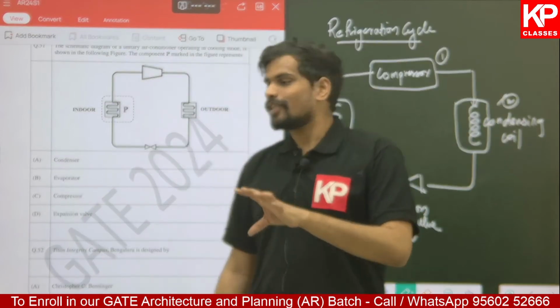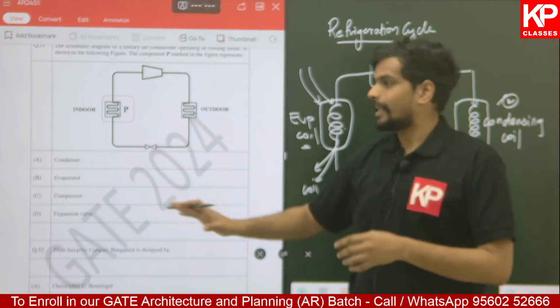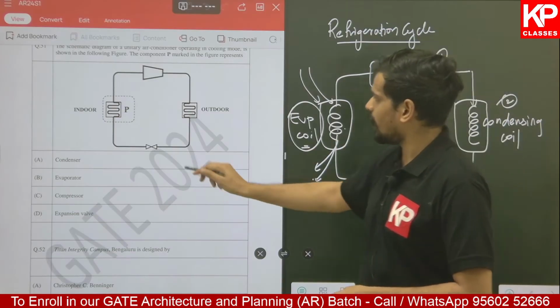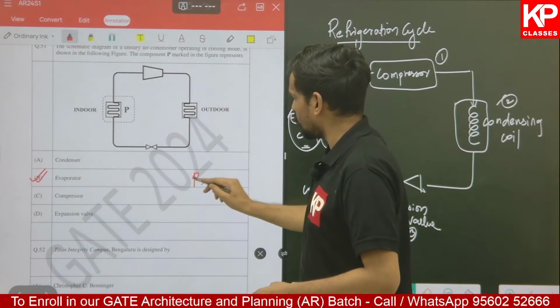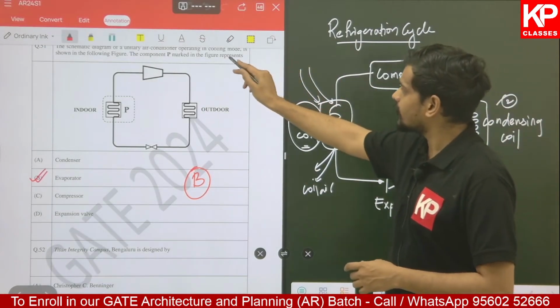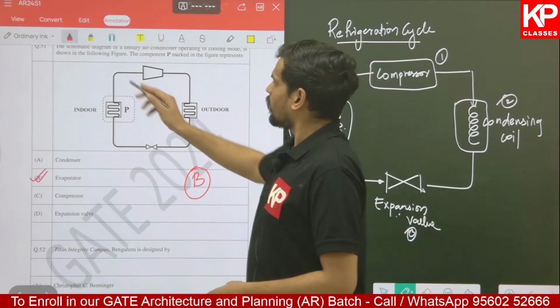However, to come back to the question, they are asking for the coil where cooling takes place in the indoor unit. It is the evaporator coil. That should be the answer from the given options. Evaporator is option B, so that would be the correct answer. The outdoor coil here is the condensing coil. All these are for the cooling mode of the air conditioner. That's about question number 51.